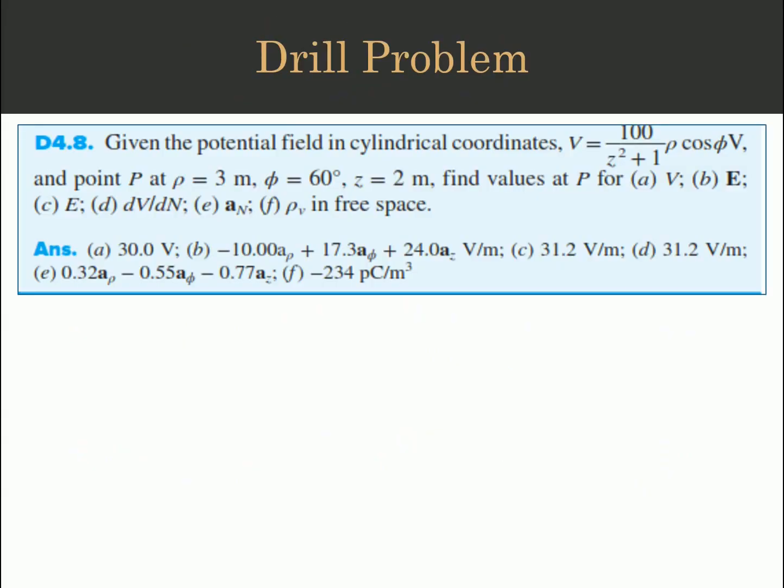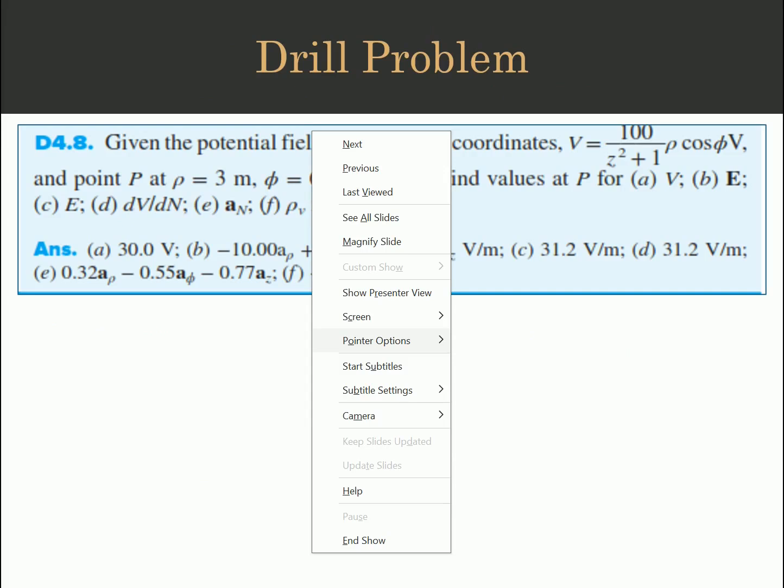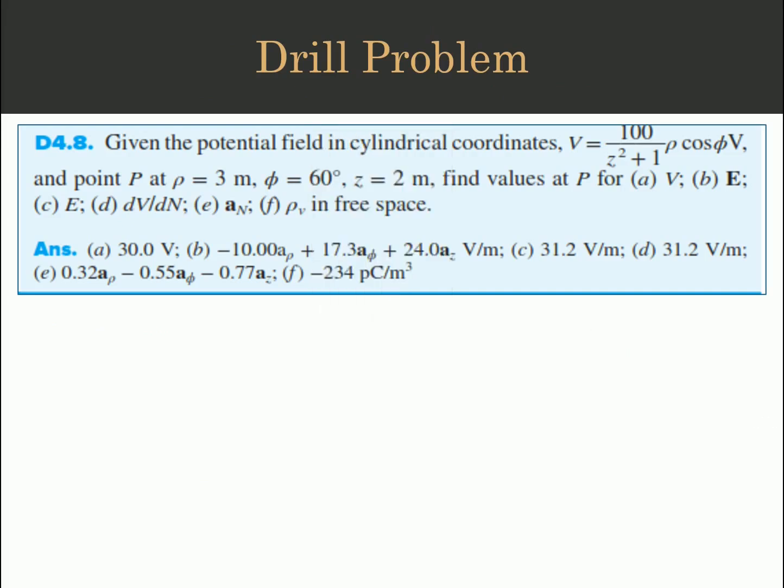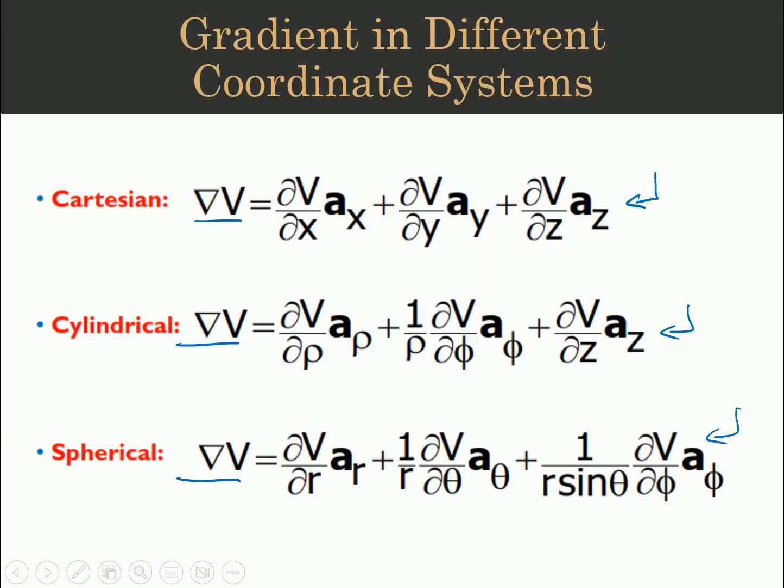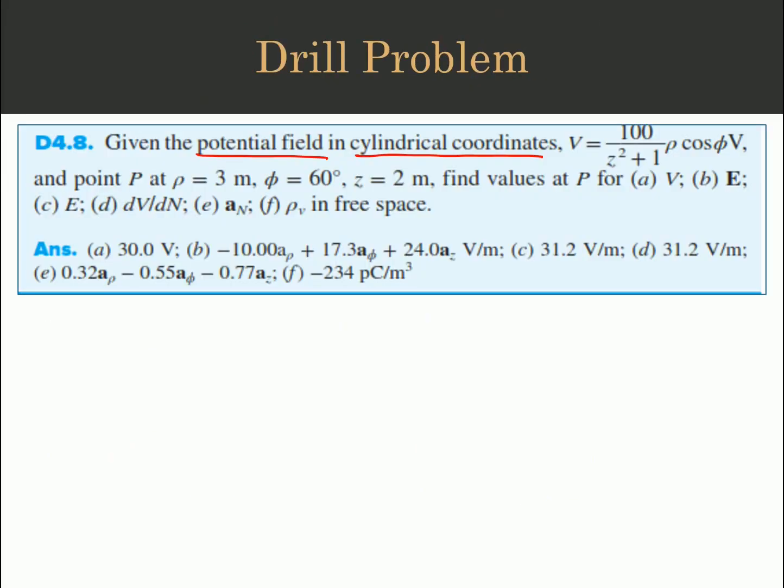Now let us look at a problem and see how we can apply the gradients, the electric fields and the potentials. In this question we have been given a potential field in the cylindrical coordinate system. So again it means that if we are dealing with del of V in finding electric field intensity, this is the value of the gradient of V that we have to use for the cylindrical system.